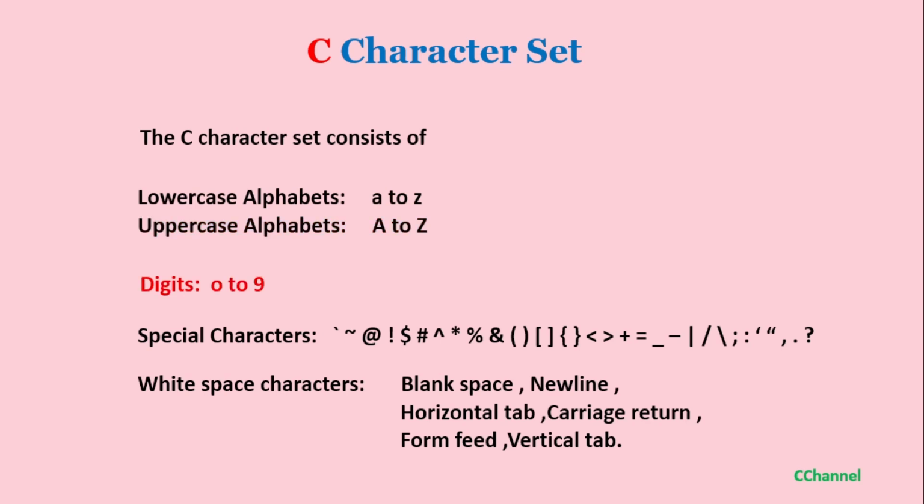digits 0 to 9, special characters like $, #, %, ampersand, brackets, etc. Whitespace characters: blank space, new line, horizontal tab, carriage return, form feed and vertical tab.